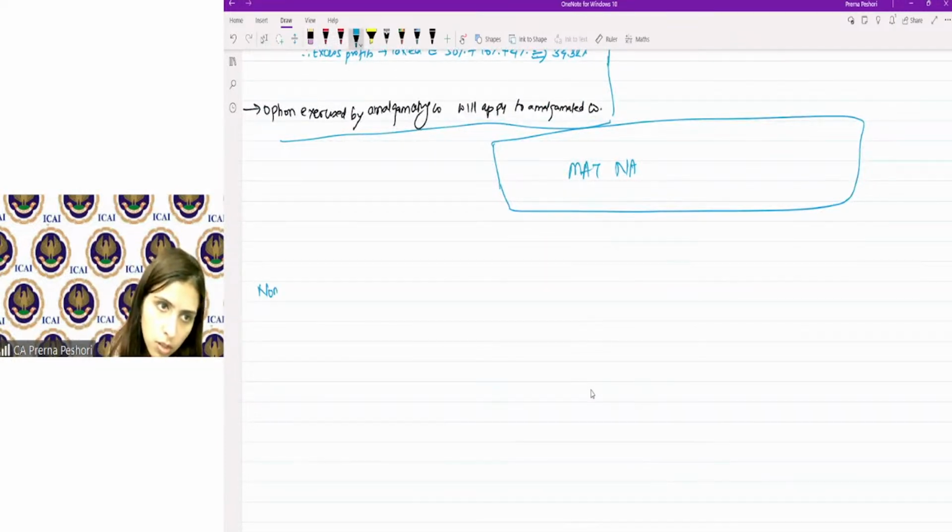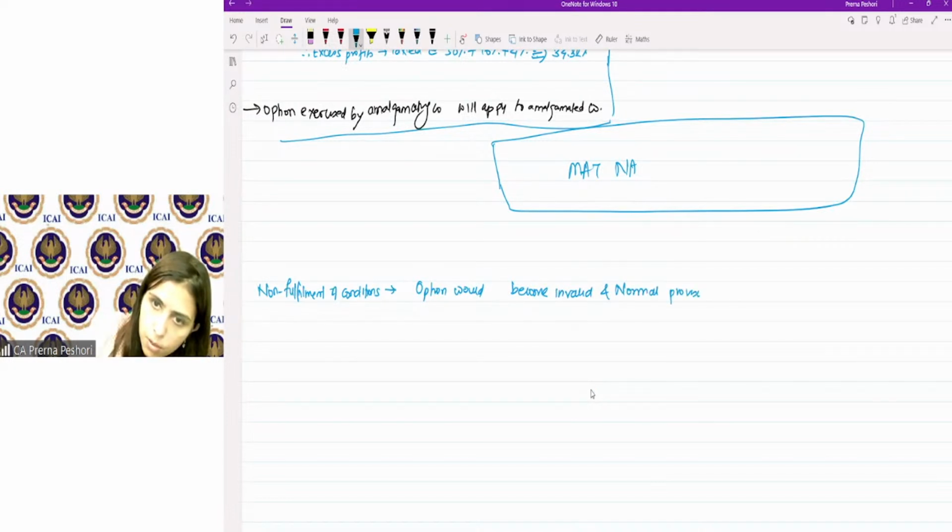So, on non-fulfillment of conditions, the option would become invalid and normal provisions would apply for 115 BAB. You can go for 115 BAA. For 115 BAA, the normal tax rate applies.